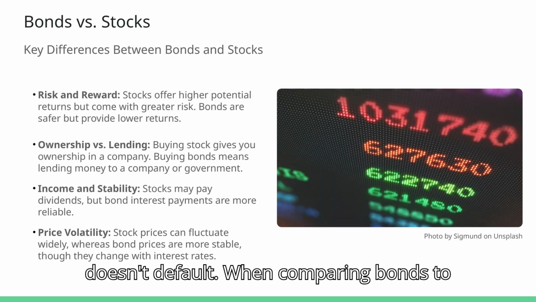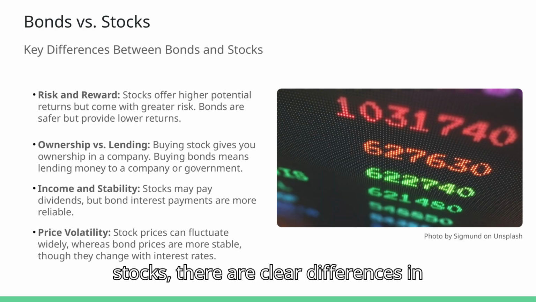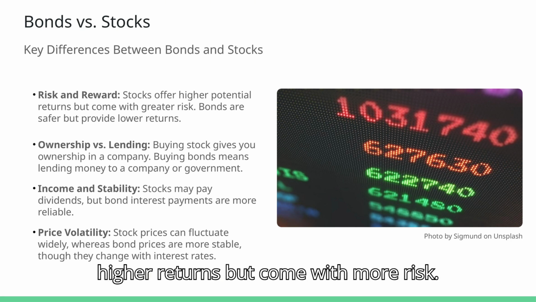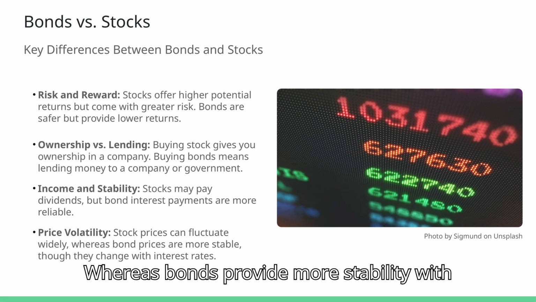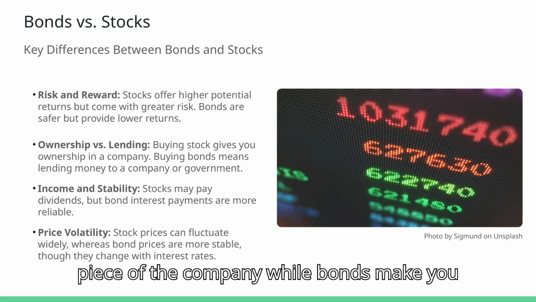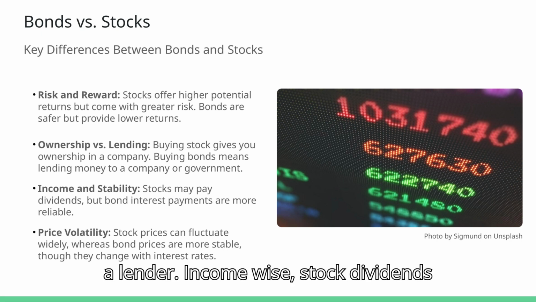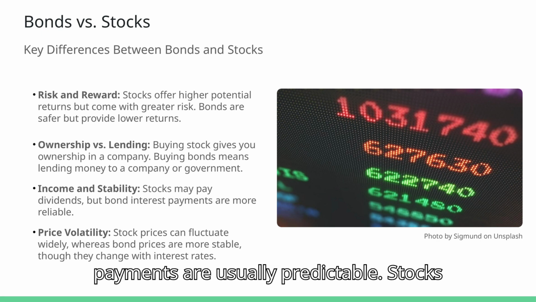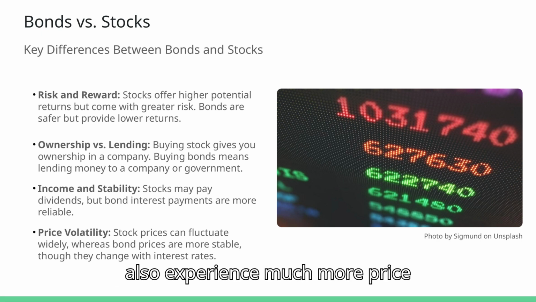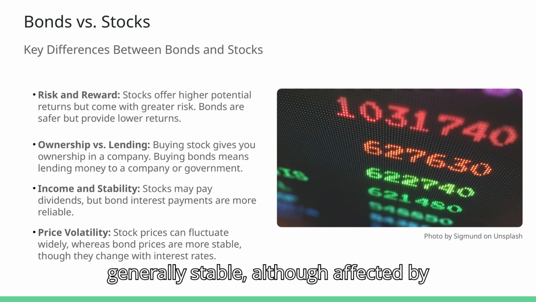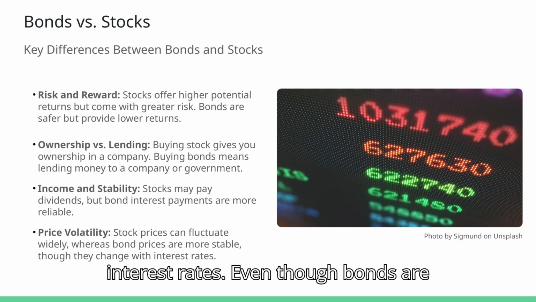When comparing bonds to stocks, there are clear differences in risk and return. Stocks offer potentially higher returns but come with more risk, whereas bonds provide more stability with lower returns. With stocks, you own a piece of the company, while bonds make you a lender. Income-wise, stock dividends aren't guaranteed, but bond interest payments are usually predictable. Stocks also experience much more price volatility, while bond prices are generally stable, although affected by interest rates.